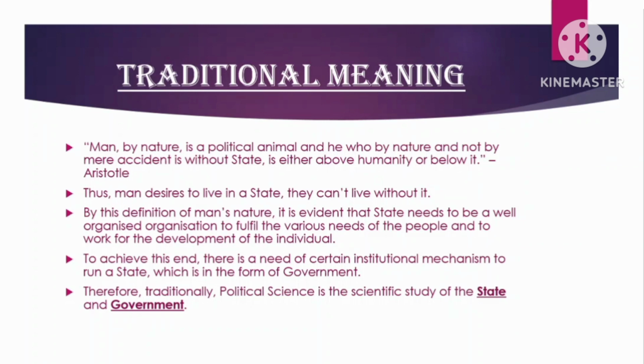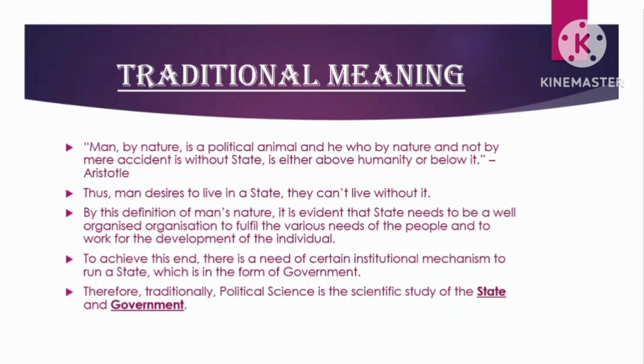The state needs an instrument, a mechanism which is needed to run the state to fulfill these needs and desires. So, that is where the government comes. So government becomes an institutional mechanism which is there to achieve the end of the state. So, together, the state and government work for the desires, for the needs of the individual so that he leads a self sufficient and progressive life.